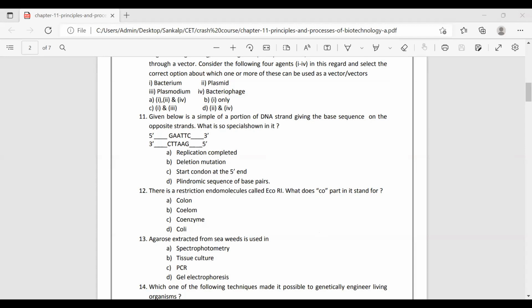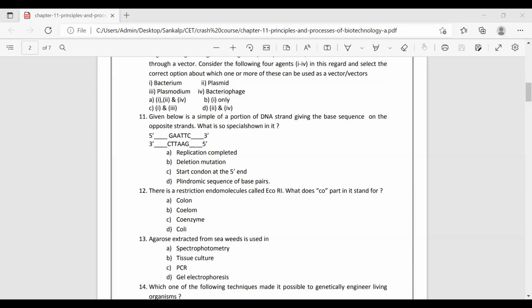Option D, coli. Option D, ma'am. 12th question. Option D, that is coli, is the right answer.